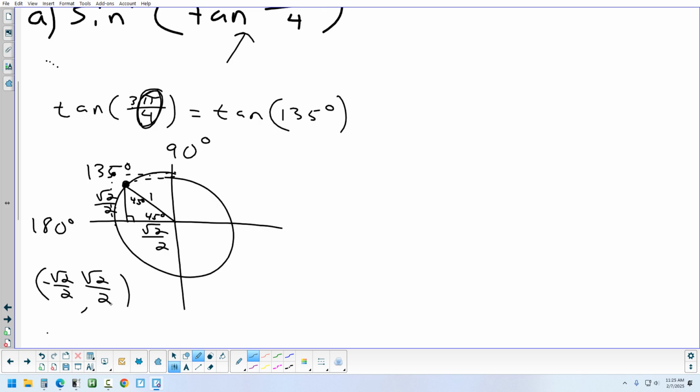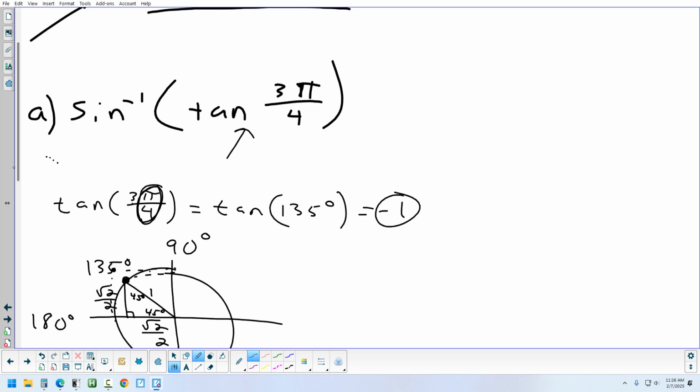And tangent on the unit circle is when you do y divided by x. So what's y divided by x in this case? Negative 1. Yep. So we simplified the whole inside part to just be -1.